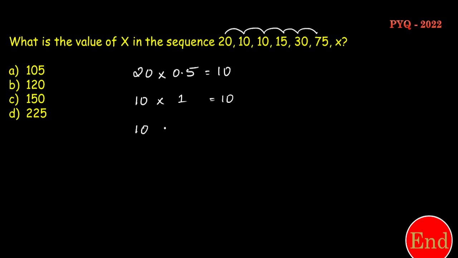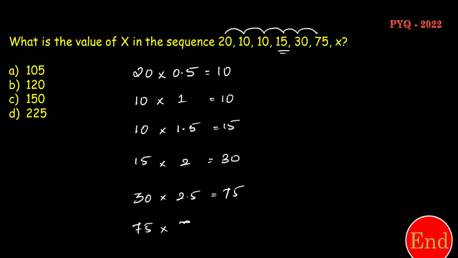Next step, 10 times 1.5 gives 15. Then 15 times 2 is 30, so I got the logic now, right? Next, 30 times 2.5 is 75. So now 75 times 3 is 225. So the answer is option D. Let's move to the next question.